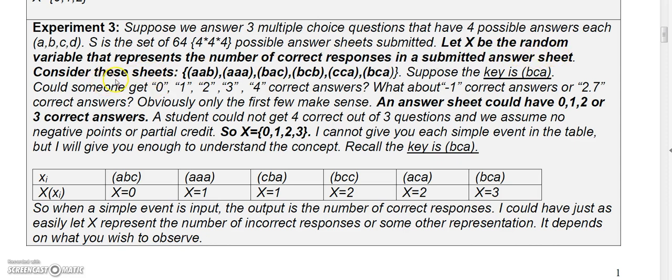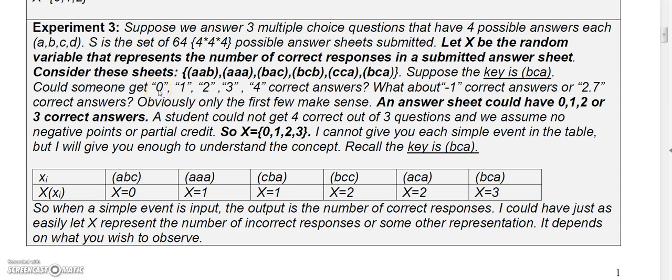Now, consider these sheets here. AAB, AAA, BAC, BCB, CCA, BCA, and so forth. That would just be a sample of 6 possible answer sheets that I could submit. Now, these are not the same as these down here, but this is just a random sampling of 6. Now, let's suppose the key is BCA.